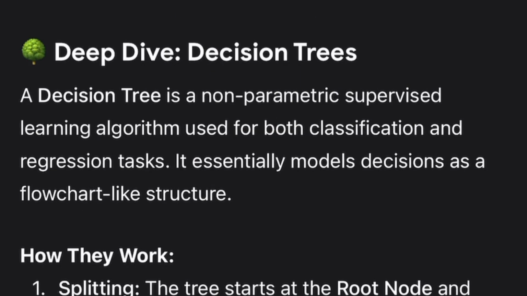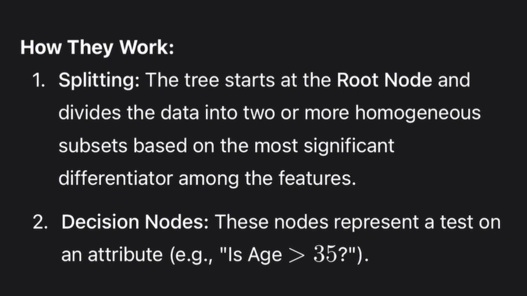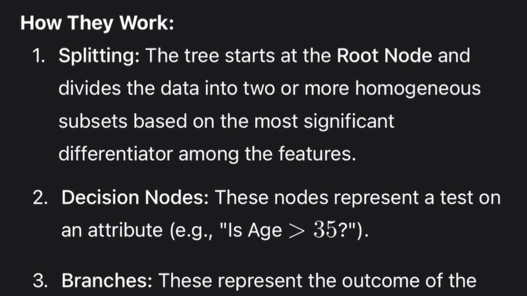Deep dive: decision trees. A decision tree is a non-parametric supervised learning algorithm used for both classification and regression tasks. It essentially models decisions as a flowchart-like structure. How they work. 1. Splitting. The tree starts at the root node and divides the data into two or more homogeneous subsets based on the most significant differentiator among the features.